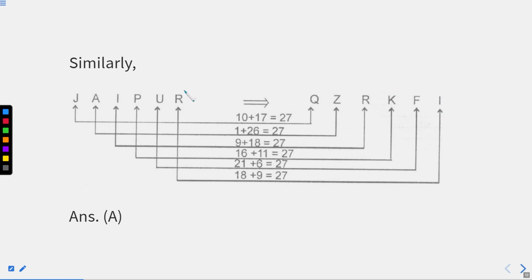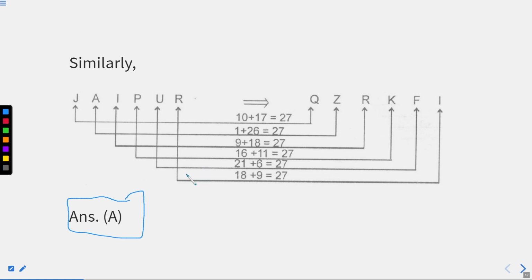In the similar manner, if we follow, we eventually get our response, that is Q, Z, R, K, F, I, which is option number A in the question. I hope the question is clear. That was based on the addition of place value with the reversible place value. Okay, I hope you understand.